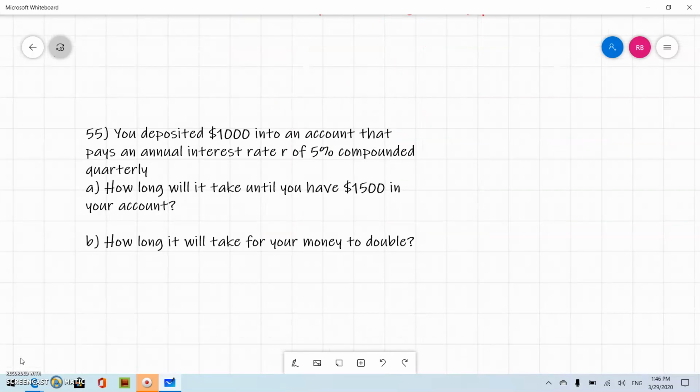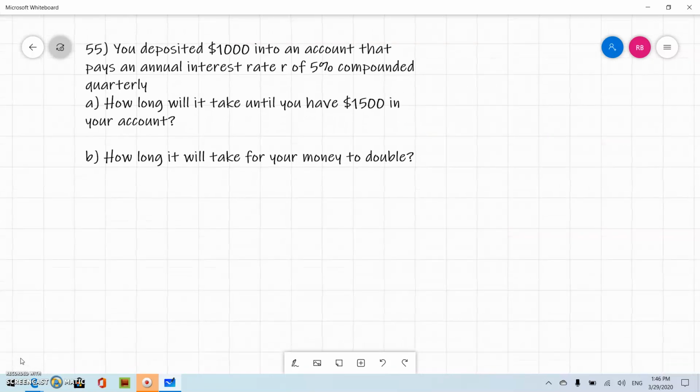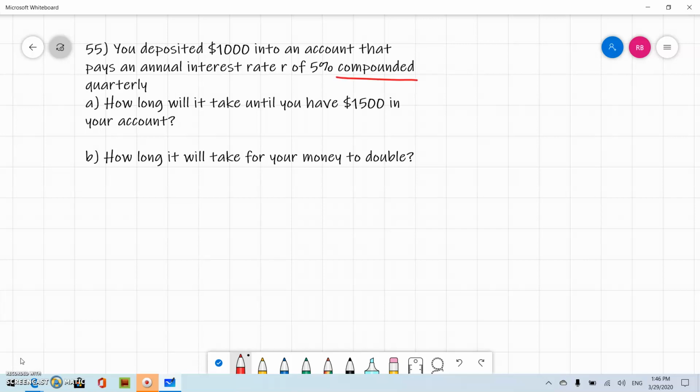Next question. You deposited 1,000 into an account that pays an annual interest rate of 5% compounded quarterly. I know the question gave you the formula to use, but because it's compounded quarterly, you also know that you are going to use this formula. And so it's asking how long will it take for it to equal 1,500.